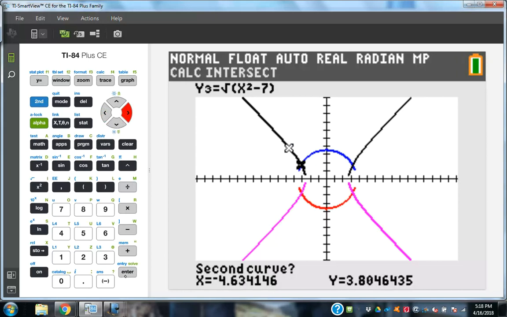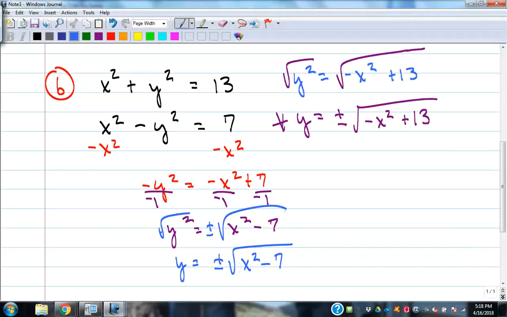All right, so hit enter. I want to guess, where is it close to where they cross? Looks about right there. Hit enter. And there's that intersection. Negative 3.16 and positive 1.73. Negative 3.16, 1.73. Their decimal approximation is absolutely fine. That's what I'm looking for. Okay.